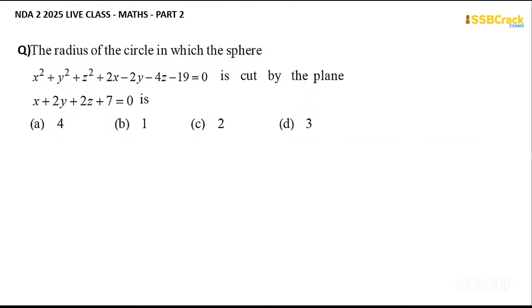Next, the radius of the circle in which the sphere is cut by the plane. It is asking us to find the radius of a circle which is formed by cutting a sphere by a plane. If a ball, maybe a football or cricket ball, is cut, then it will come out to be some circular form, right? It is asking for the radius of that circle. The equation of the ball and the plane through which you are cutting it are given.